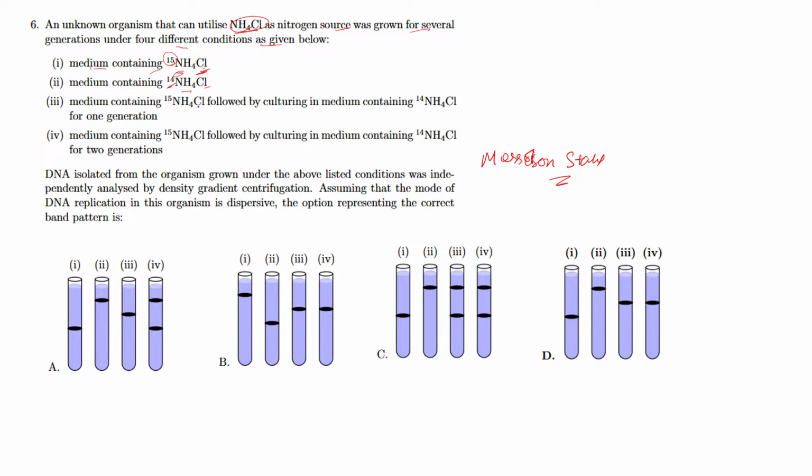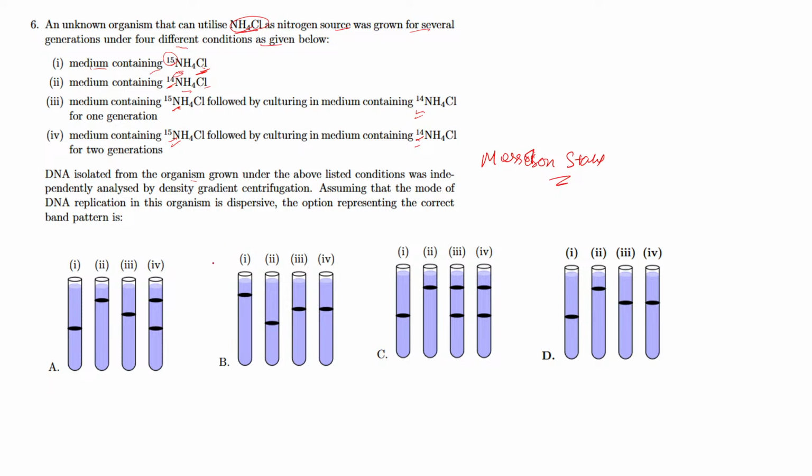Then there is another condition in which first I am culturing it in 15NH4Cl, and then I am transferring it to 14NH4Cl. And again I have another condition in which I am putting it in 15NH4Cl, and then I am transferring it into 14NH4Cl, and I am having multiple generations for this. So let us analyze this question. So I have a DNA isolated from this by density centrifugation.